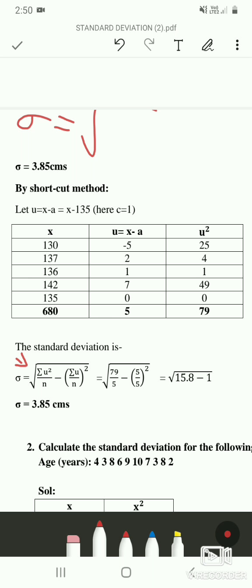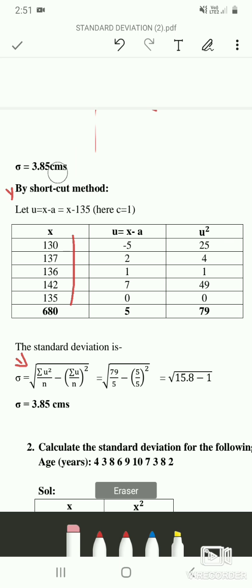So let u is equal to x minus a, where a is 135. You can choose any convenient value in this range. There is no rule that you have to choose only 135 or you have to choose 130. You can choose any value. Here we have chosen a as 135 and small c is nothing but 1.